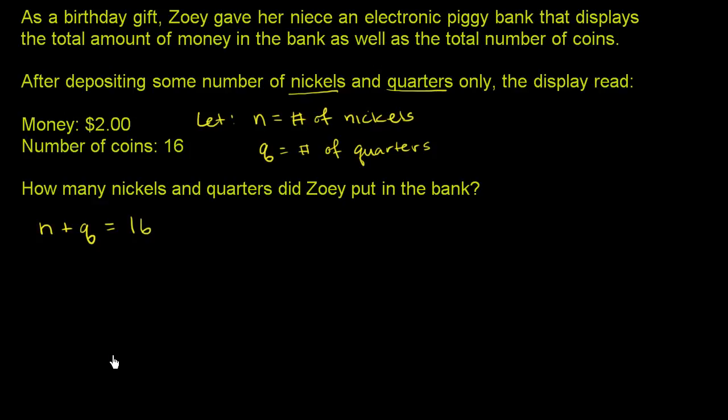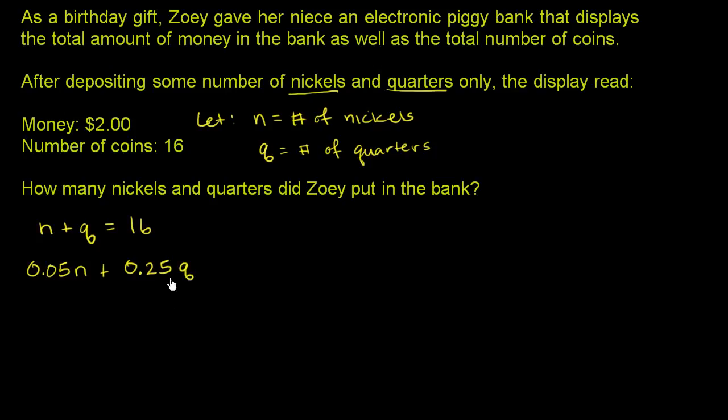And then how much total money do we have? Well, however many nickels we have, we can multiply that times 0.05, and that'll tell us how much money we have in nickels. So 0.05 times the nickels plus the amount of money we have in quarters. Well, that'll just be 25 cents per quarter, or 0.25 of a dollar. So 0.25 times the number of quarters.